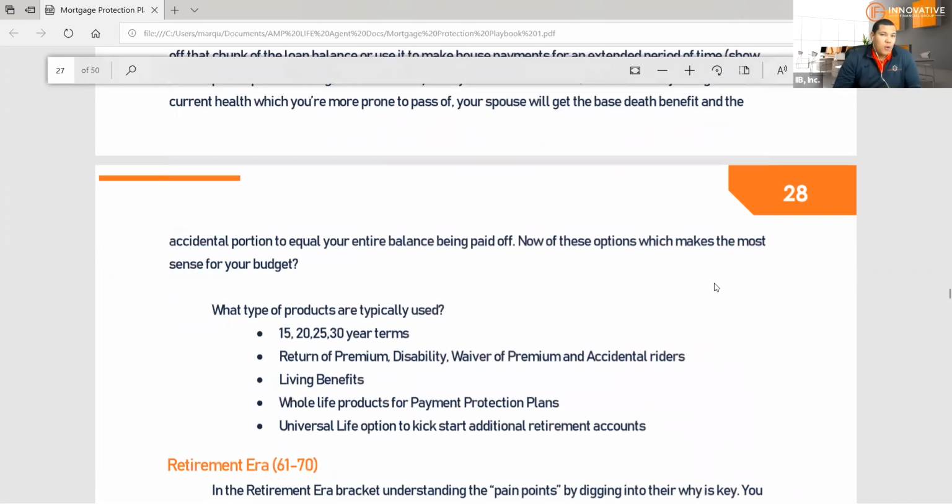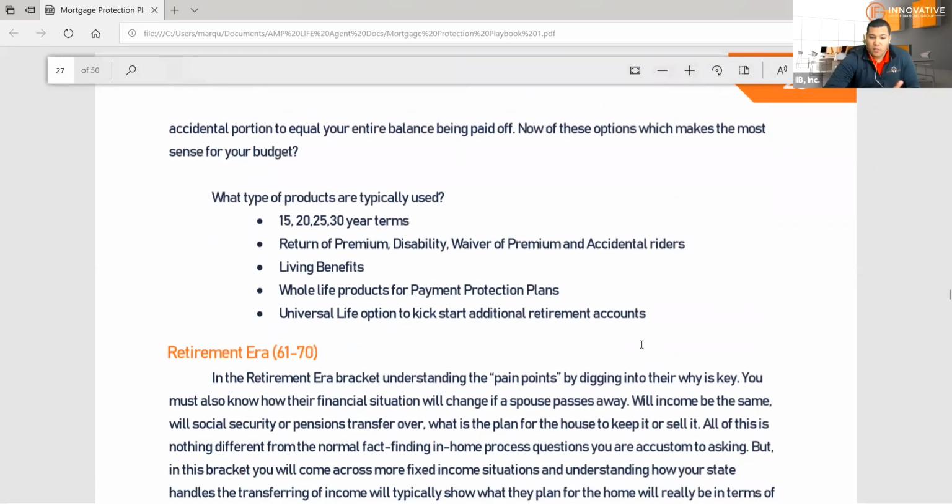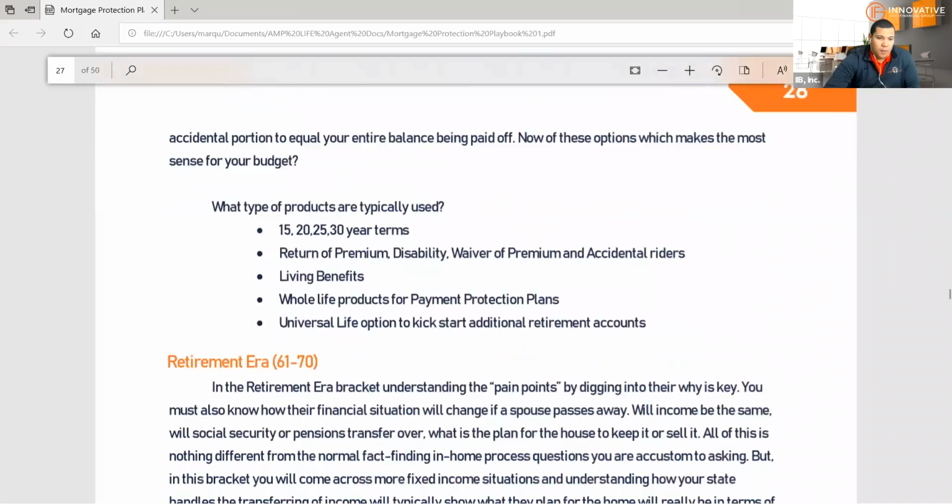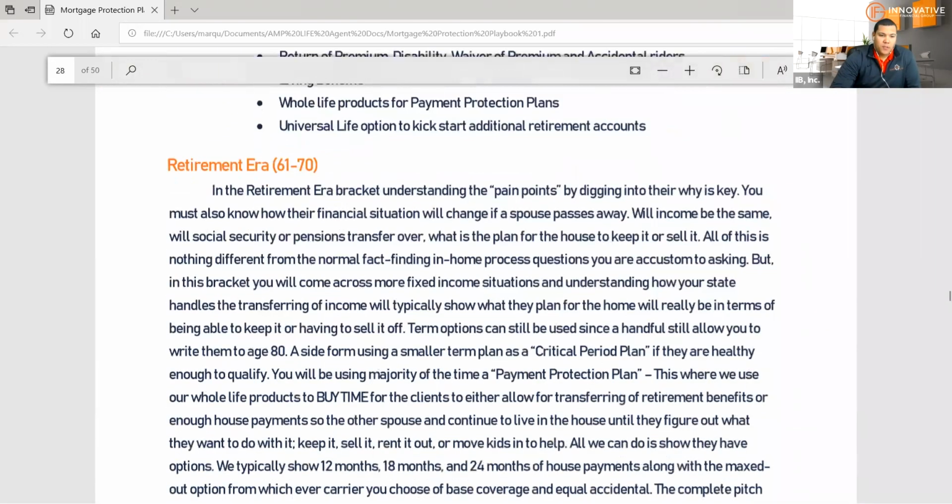As well as, in this segment, some carriers start their whole life at age 45. For example, like Mutual of Omaha, being able to, like I said, plug in some of those payment protection plans or some of those more permanent style products, it's a good place for it. Aside from your Liberty Bankers and so forth, where they do go a little bit lower in age. Once again, using a universal life to help kickstart the retirement accounts as well. Be able to use some of those permanent vehicles that build interest.